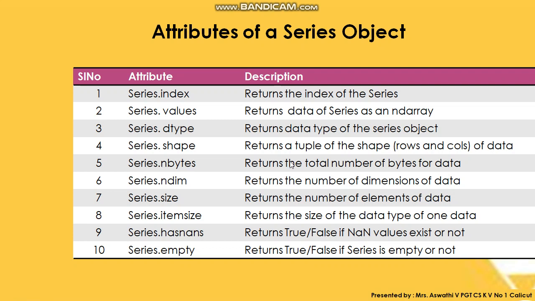Series.ndim returns the number of dimensions of data. Series.size returns the number of elements of data. Series.itemsize returns the size of the data type of one data item. Series.hasnans returns true or false depending on whether a NaN value exists or not. And series.empty returns a true or false value depending on whether the series is empty or not.